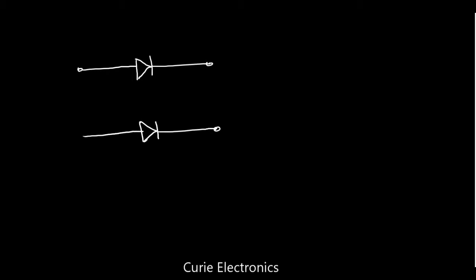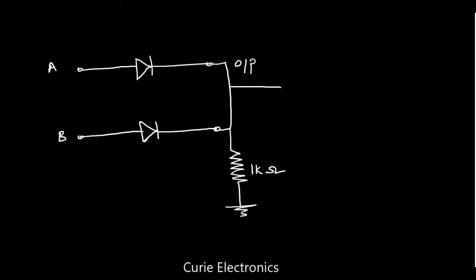Let us consider this as the input to the diodes. A and B are the inputs. The cathodes of the diodes are shorted together, and we connect them to ground using a resistor. This is a 1 kilo ohm resistor. Then we have to see visually whether the output is high or low. This is the output. If you connect a multimeter across ground and the output, we can measure the output voltage.